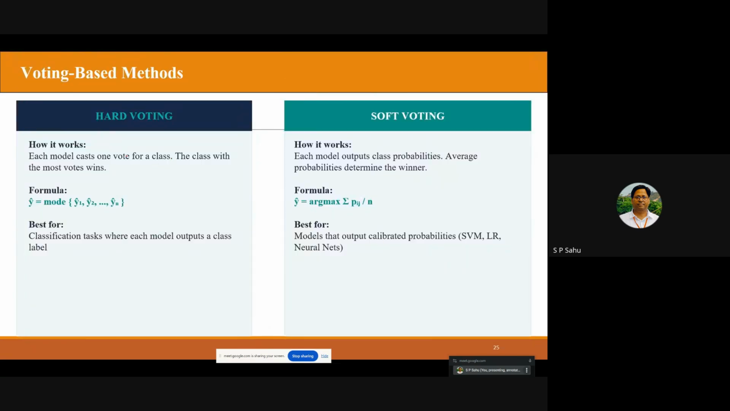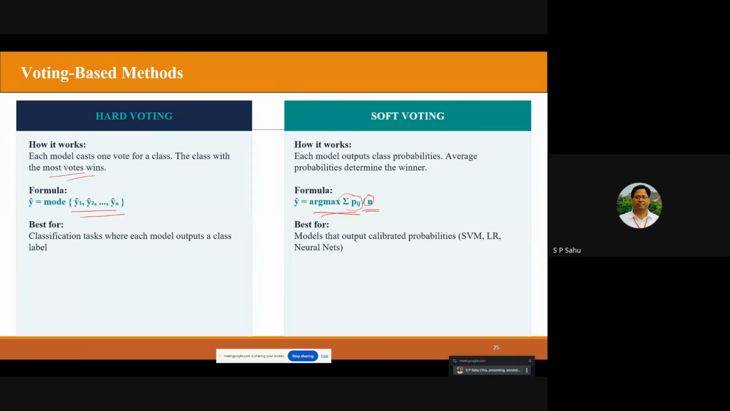So for hard voting, we can say which one is showing the maximum mode, y1, y2, y3. Which models are saying 1, or which models are saying 0. So whichever, yes or no, whichever is the maximum, the most votes wins. And here, for soft voting, we are taking the summation of the probabilities divided by the total number of models.